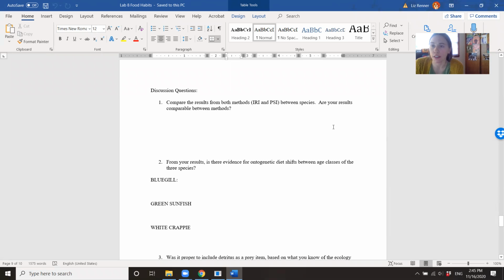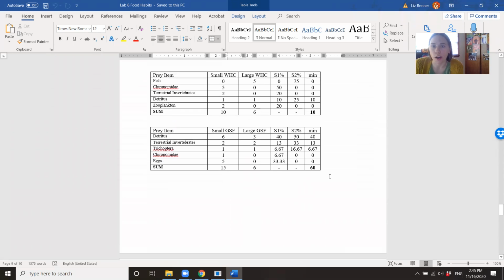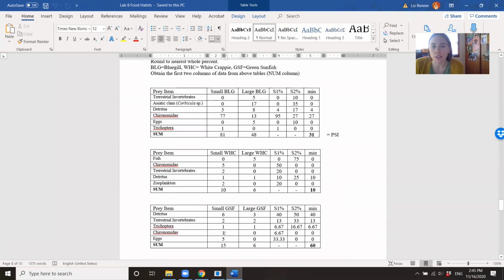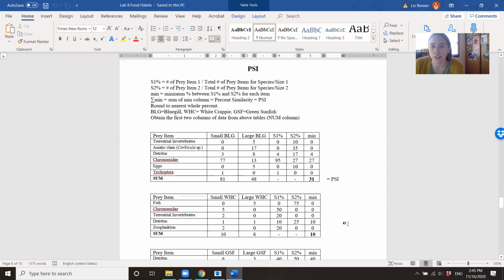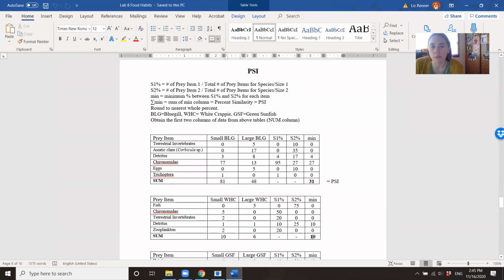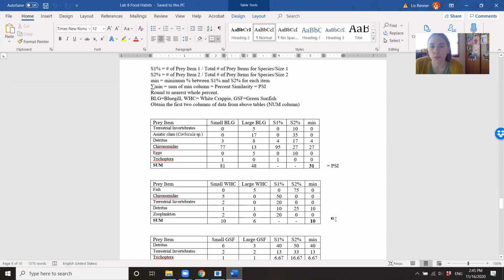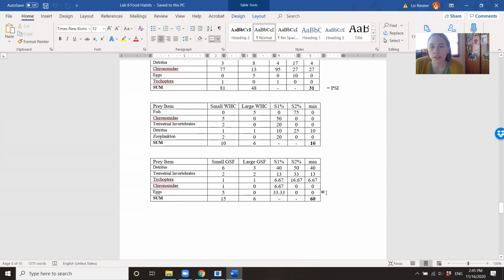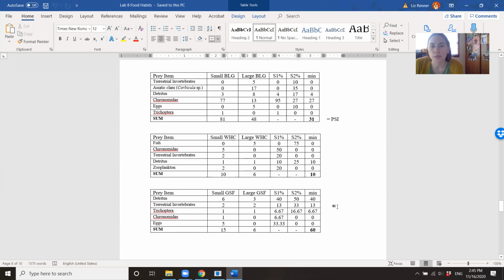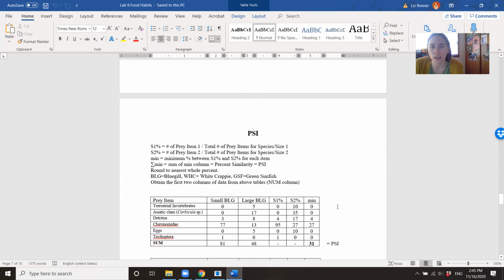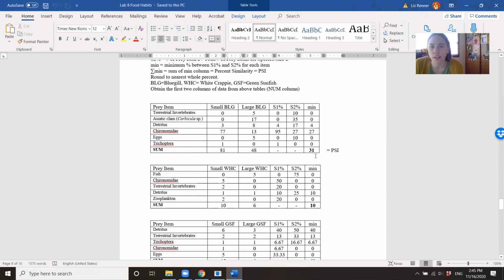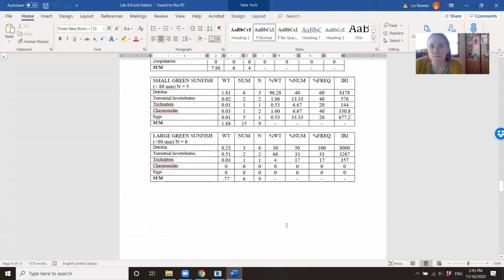Just take a moment and look at the values. So if we go back, comparing the small and large, we had PSI of 60 for green sunfish, 10 for white crappie. So that's really good proportional similarity for the small and large green sunfish, and 31% for the bluegill. So yeah, the proportional similarity index. And so we've got 10, 31, and 60.